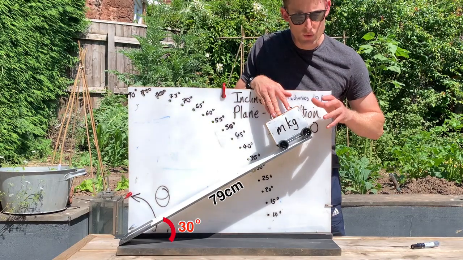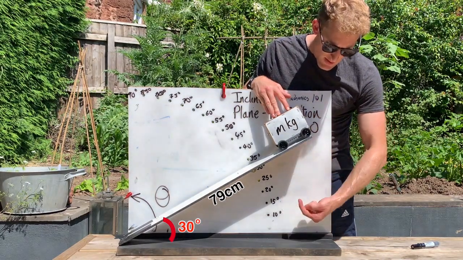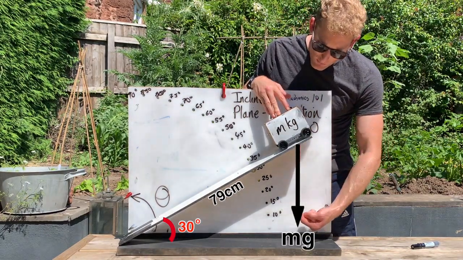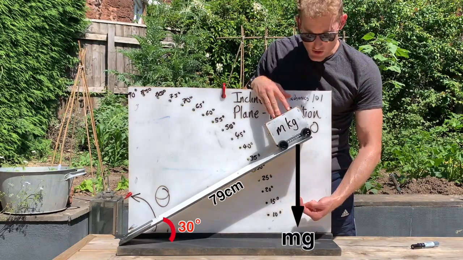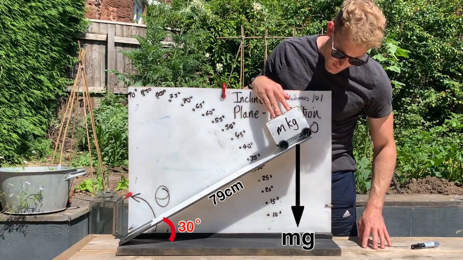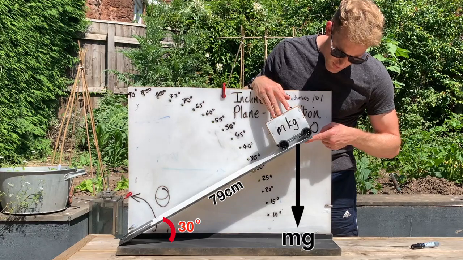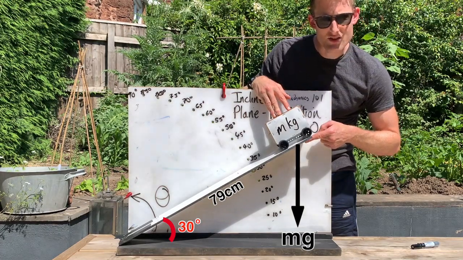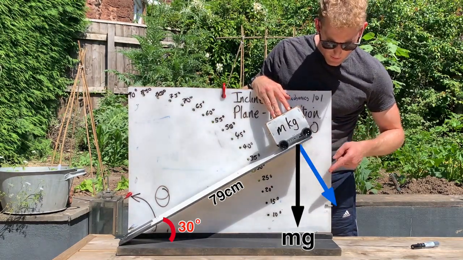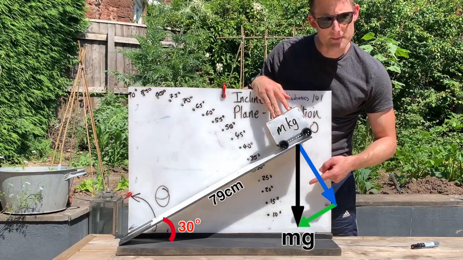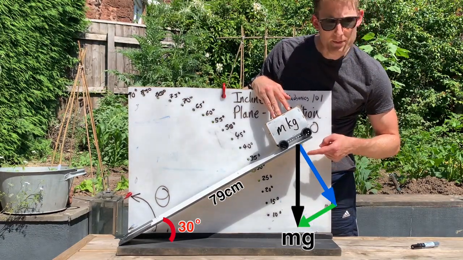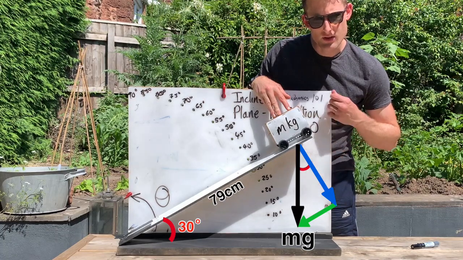So we're going to label up our forces. The first force we have is our weight downwards. Our weight downwards is m times g, so we'll label that one on. We've then got a force which is perpendicular to the slope here, and we have one which is parallel to the slope here. This angle in here must be 30 degrees.